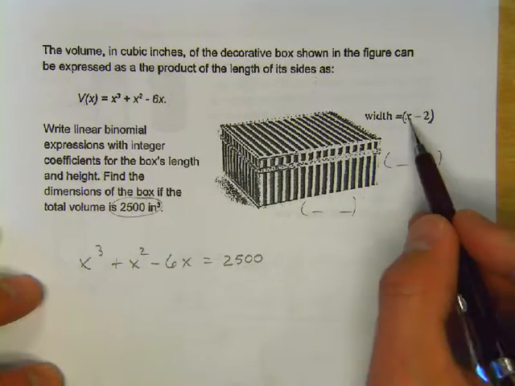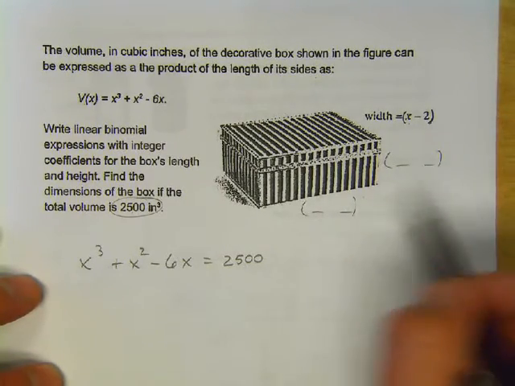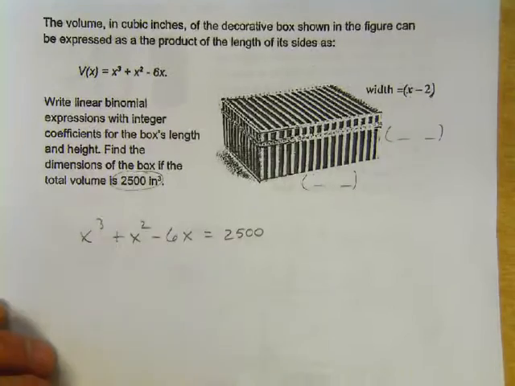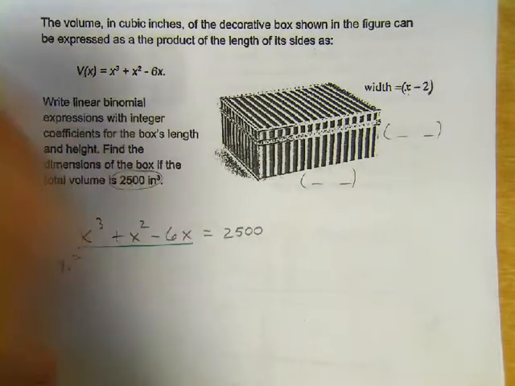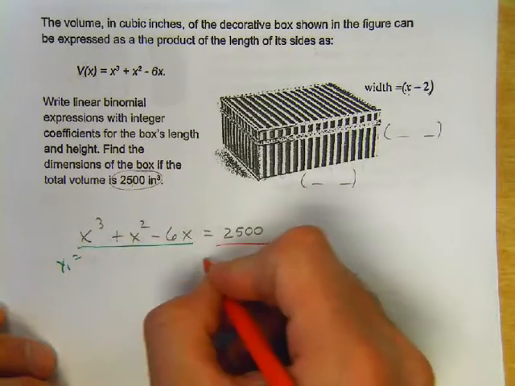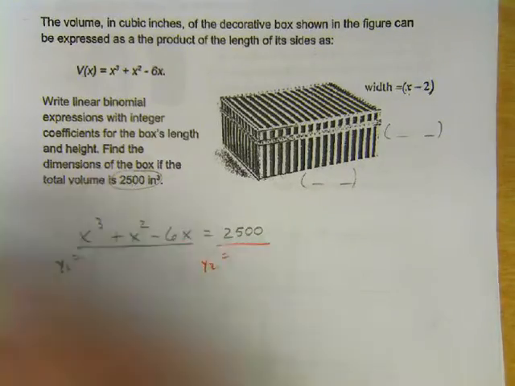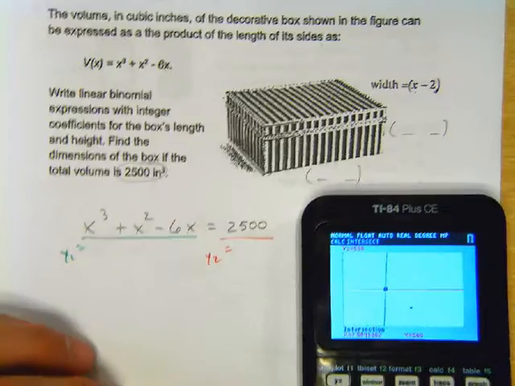So this we can solve by graphing. We can set this side equal to y1 and this side equal to y2 and find the intersection. So we'll go to y equals, clear out our old equations and put in the new.